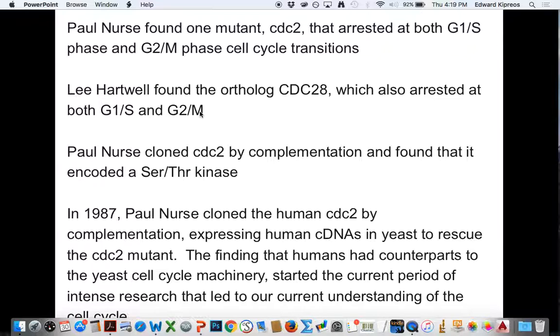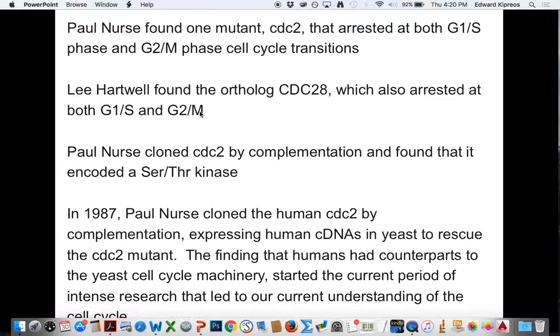Okay, so this is the one that he wanted to get his hands on, the human one. People in the human field who were studying the human cell cycle had no clue what was going on. They didn't know how it was regulated. And they weren't that interested in yeast work, because they were thinking, oh, well, yeast is like a billion years separated from us. It's probably a totally different mechanism.